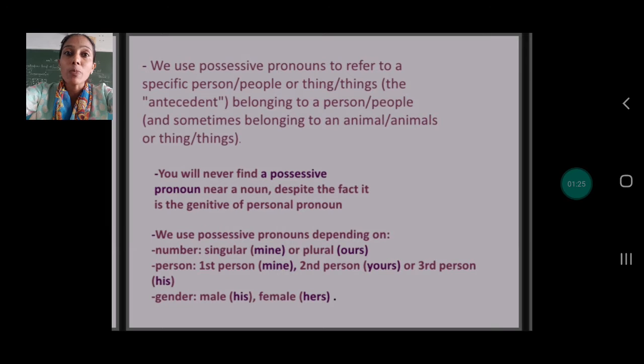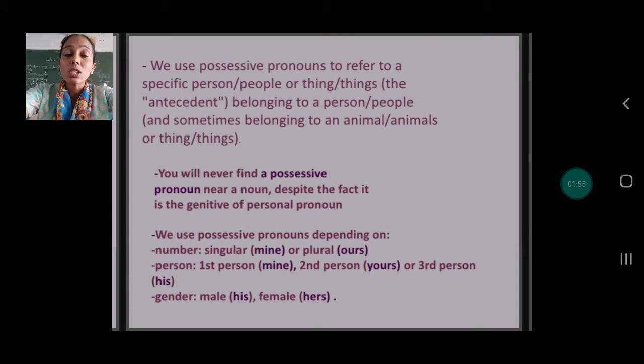But in possessive pronoun, we can't say that this book is I, isn't it? I can't say that, this book is I. This book is mine. So for the genitive of personal pronoun I, I have used here mine. Or this house is ours. Ours is a new car. So these are some of the examples of possessive pronoun.